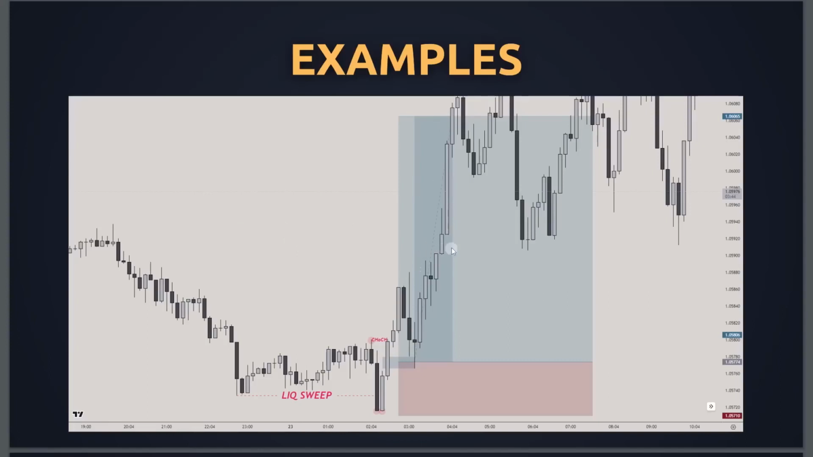And even right here, this fair value gap was also respected here. Price started going up. This fair value gap right here was respected here. Price going up. So fair value gaps are very strong, especially after a liquidity sweep.